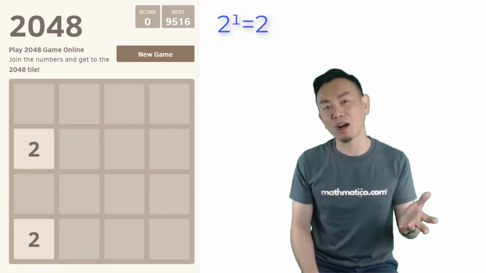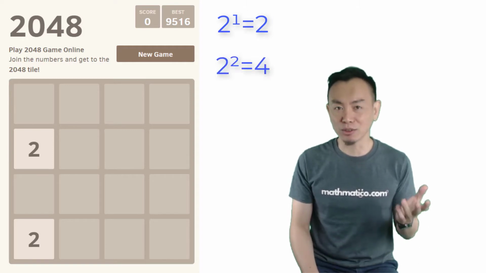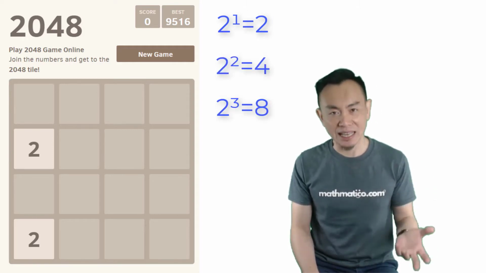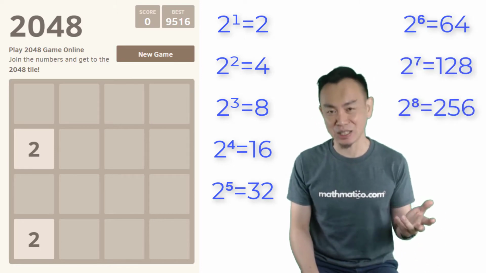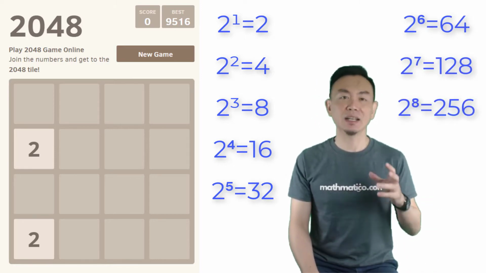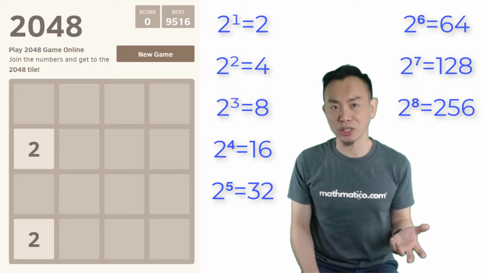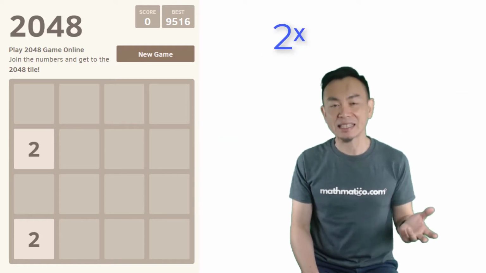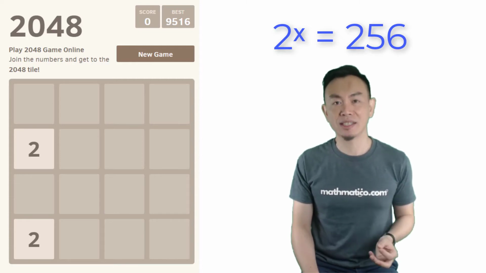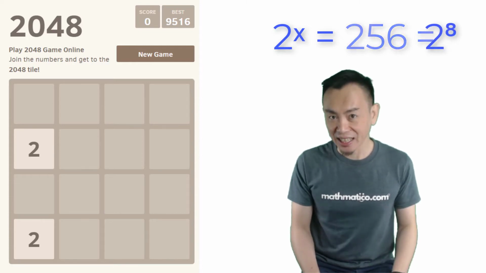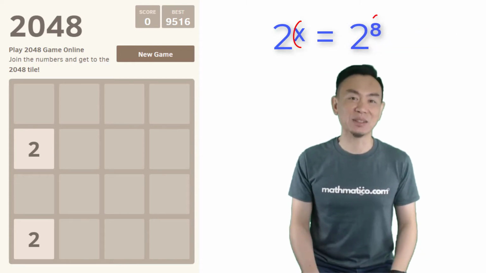That is, 2 to the power of 1 is equals to 2, 2 to the power of 2 is equals to 4, 2 to the power of 3 is 8, and then you have 16, 32, 64, 128, 256, and so on. How do you use this? For example, if you see an equation, 2 to the power of x is equals to 256, and you know that 256 is 2 to the power of 8, then you know immediately x is equals to 8.